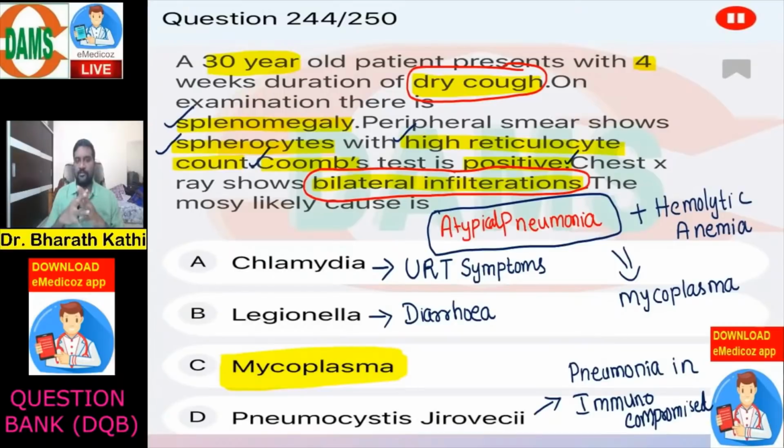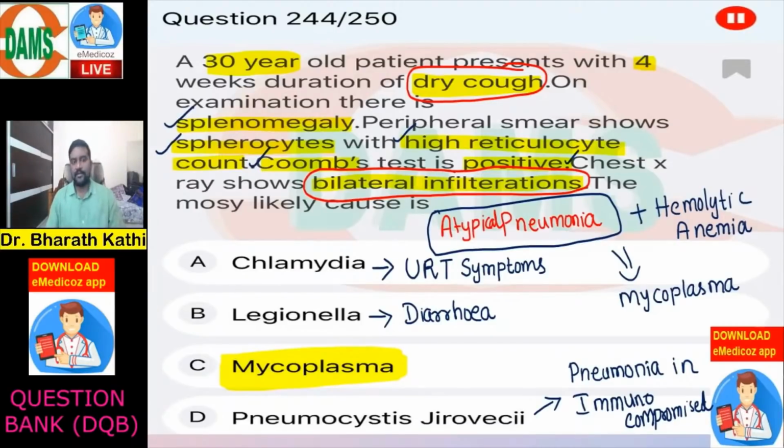And because there are no predominant upper respiratory tract symptoms, Chlamydia is also unlikely. Then in this atypical pneumonia, there is no association with diarrhea and other special features pointing towards Legionella, so it is not Legionella. Atypical pneumonia with presence of hemolytic anemia, generally the suspicion should be Mycoplasma.